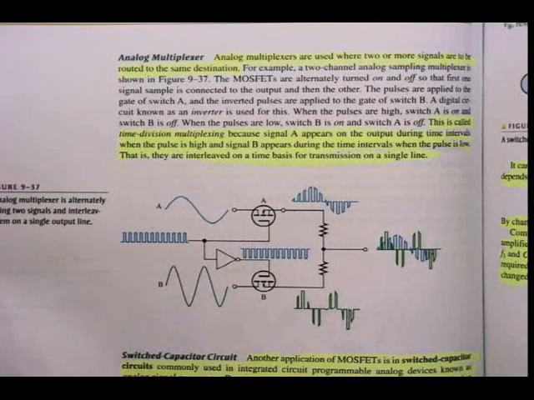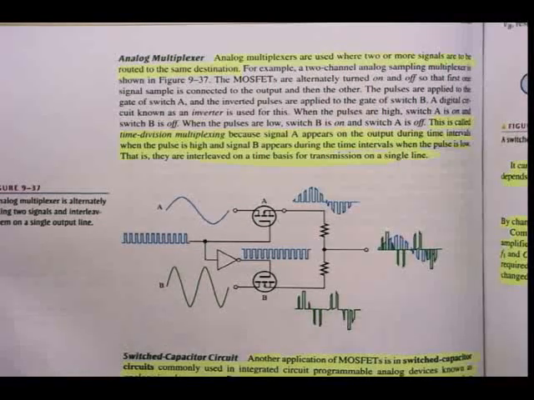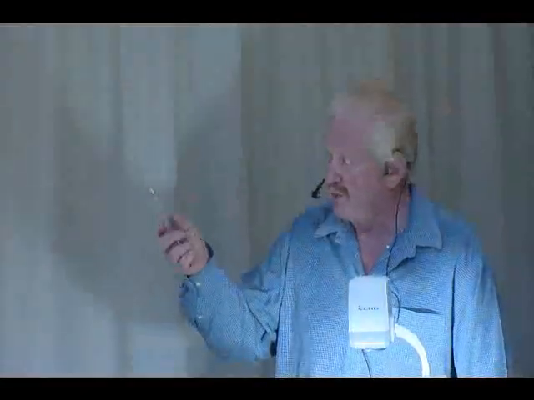Anyway, analog multiplexers are used where two or more signals are to be routed to the same destination. Now this, for example, can be used in a telecom line where, say, 2 or 3 or 4 people are using the same telephone line, the 4-wire telephone line, so that they all get onto the same line. Multiplexing, we will see how it works now.